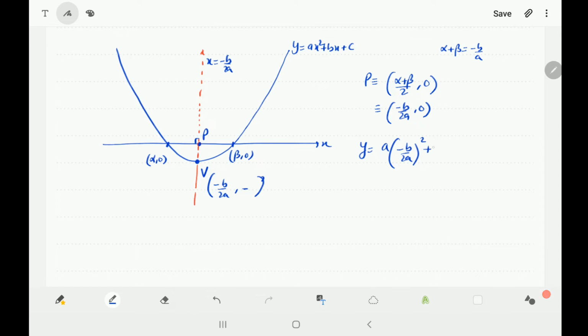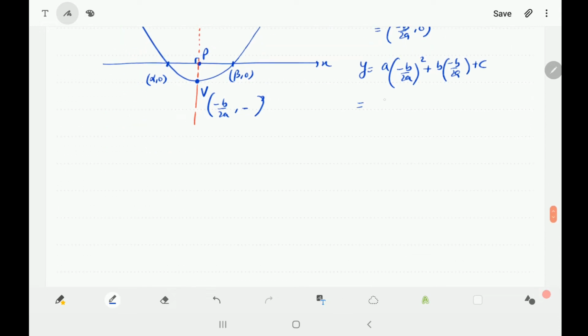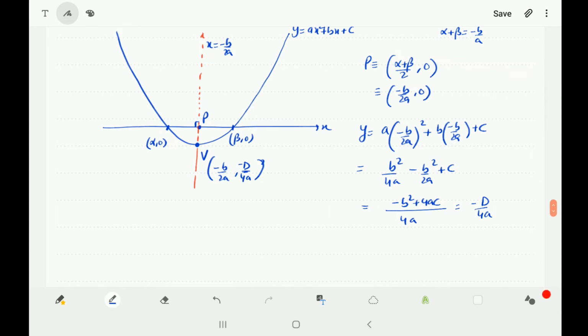So I just put it in, and we will do the calculations. What we will get is y equals b² by 4a minus b² by 2a plus c. So this will be (minus b² plus 4ac) over 4a. If you see, the value of this will be minus D divided by 4a, where D is our discriminant, b² minus 4ac. So you will get this coordinate as (minus b by 2a, minus D by 4a). So it is quite simple to calculate the coordinates of the vertex.